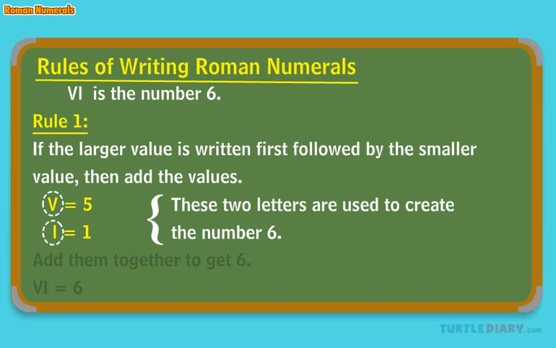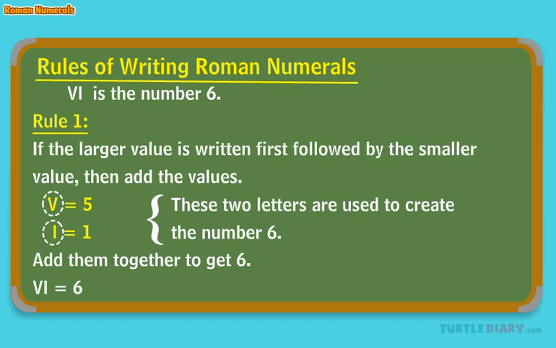V is the greater value. It equals 5. It is written first. I follows the V because it has a smaller value than 5. Add them together to get 6. VI equals 6.